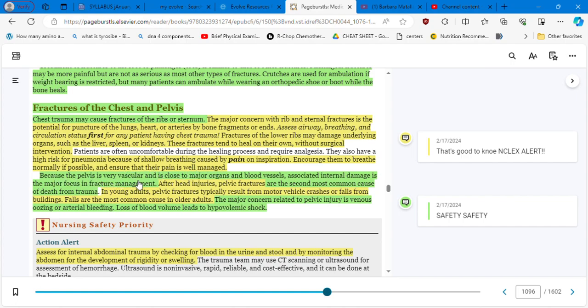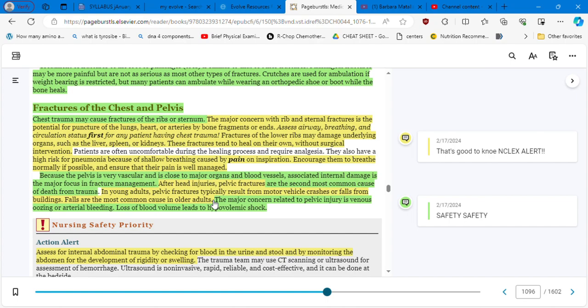Because the pelvis is very vascular and is close to major organs and blood vessels, associated internal damage is the major focus in fracture management. After head injuries, pelvic fractures are the second most common cause of death from trauma. Let me repeat that. After head injuries, pelvic fractures are the second most common cause of death from trauma. In young adults, pelvic fractures typically result from motor vehicle crashes or falls from buildings. Falls are the most common cause in older adults.